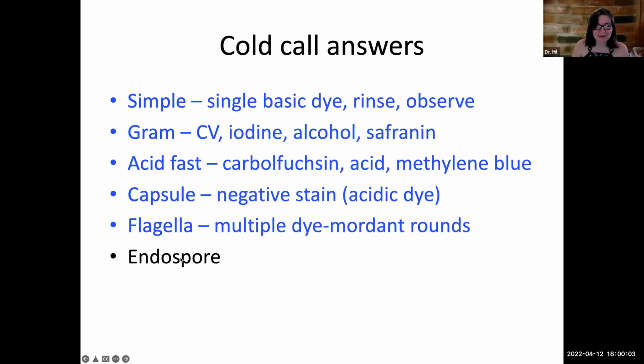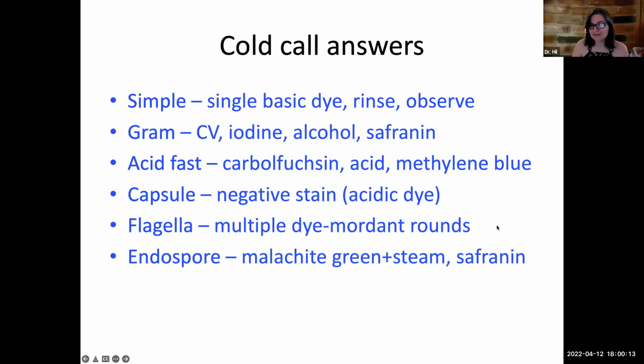I'm sorry about that. But yeah, so the endospore stain has malachite green and steam. This is necessary to get dye into that really tough spore coat. That's why we need the steam heat. And then the safranin is the counterstain that's pink.